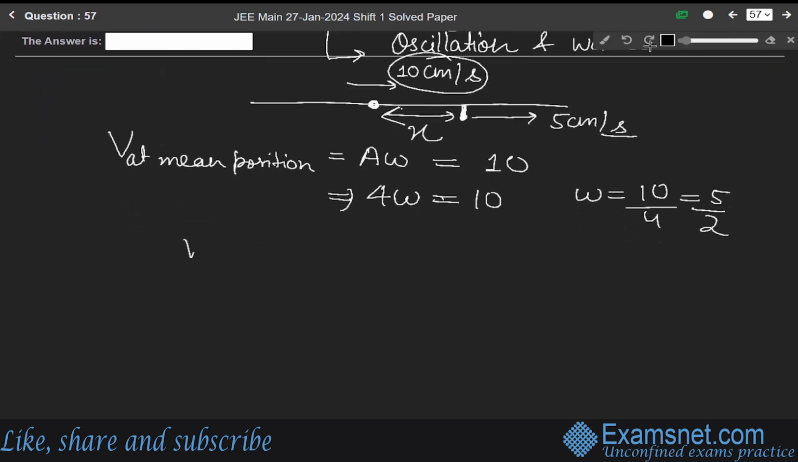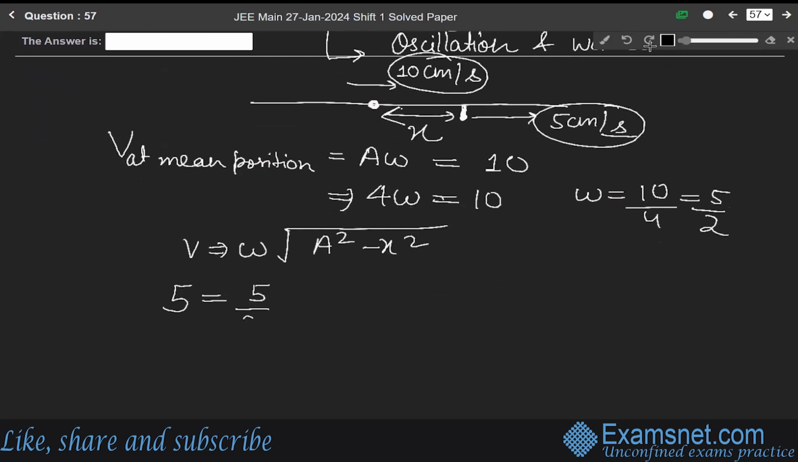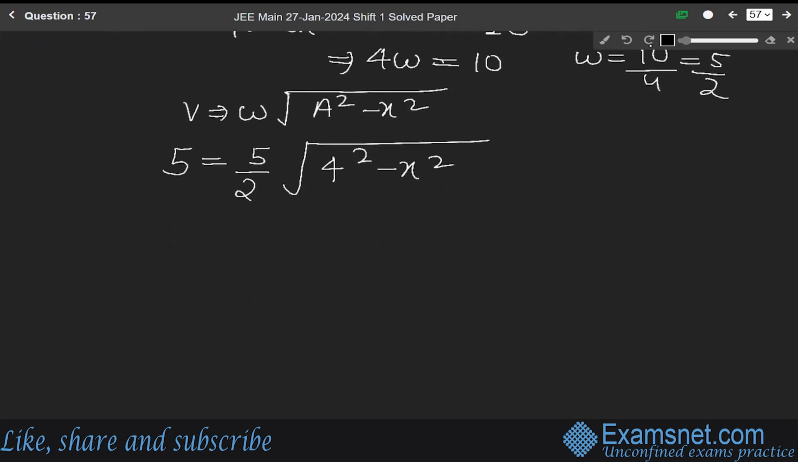So V will be equal to omega under root of a square minus x square. So V is 5 centimeter per second. So 5 equals omega, 5 by 2, into under root of a square, meaning 4 square minus x square. So squaring both sides, we get 25 equals 25 over 4 into 4 square minus x square.